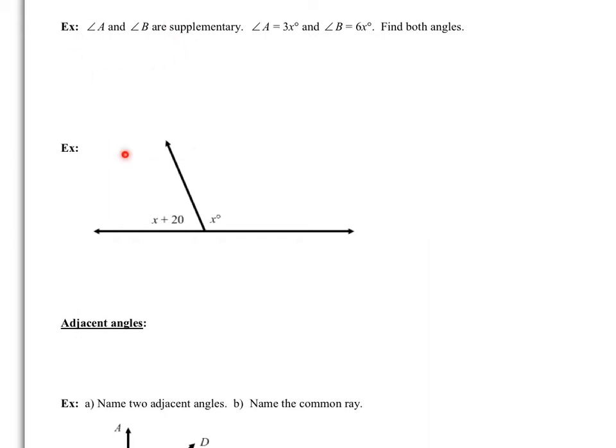For these two examples here, you're going to set up an equation knowing that in both cases the angles are supplementary and solve to find the measure of both angles. Keep in mind that here you're not just finding the measure of x, but you're actually finding how much each angle would equal. Pause the video after you solve these two questions. Press play when you're ready to move on.